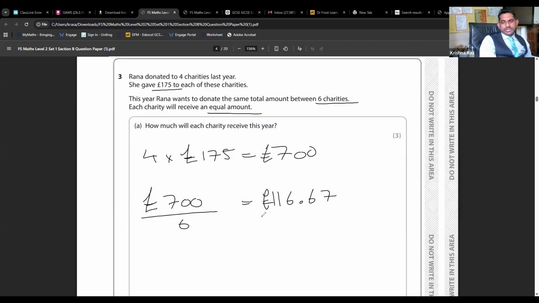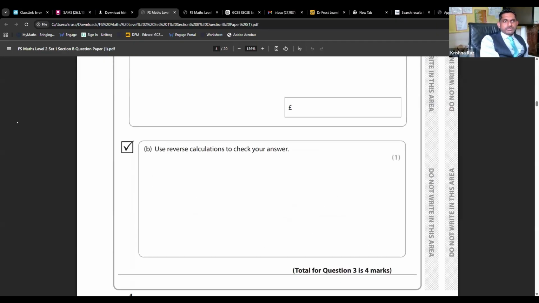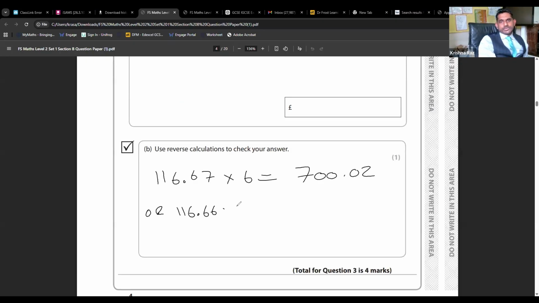So that would be like this. Yeah, or you could put £116.66. Either would be fine. Use reverse calculations to check your answer. So I would do my answer and times it by 6, and this way I would get slightly more than 700. Or we could have done this one, and we get something slightly less than 700.